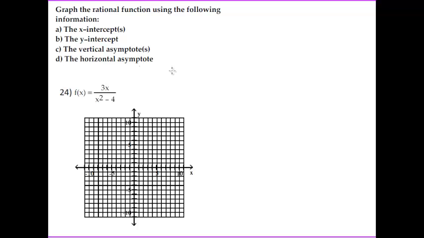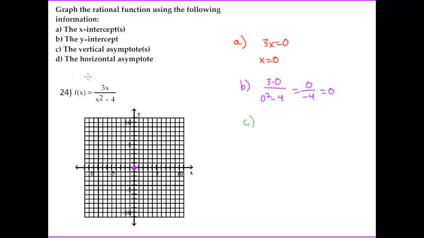Alright, so 24. Same basic process here. Part A, we want to find the x-intercept, so we set the top equal to 0, and we get x equals 0. That's our x-intercept. Part B, plug in a 0 everywhere x is. That gives us 0 over -4, which is 0. So that's our y-intercept, so both of our intercepts are 0, so we've got the point (0, 0).